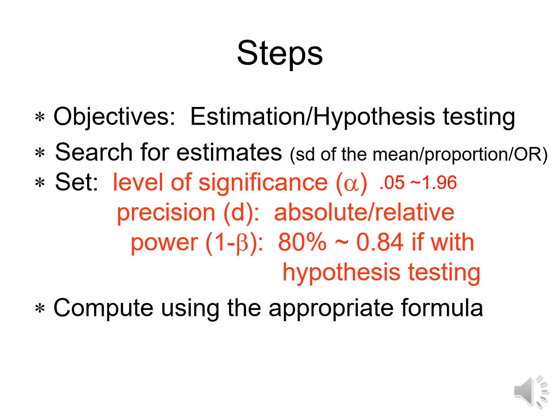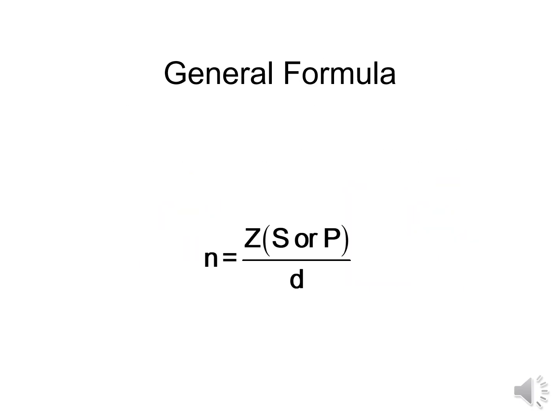Power is equivalent to 1 minus beta error, which is 0.80 or 80%. The inclusion of power of the test is only for hypothesis testing type of objective, and then you compute using the appropriate formula. This is the general formula for sample size computation.